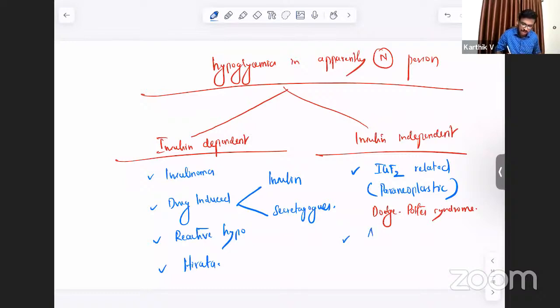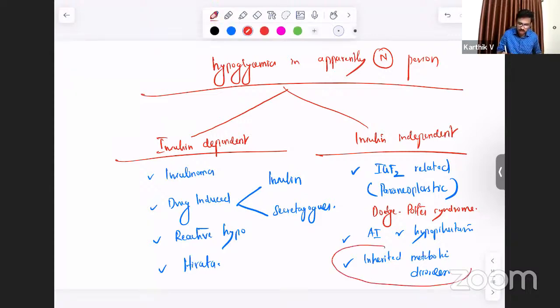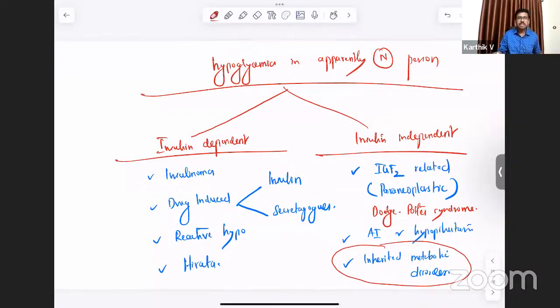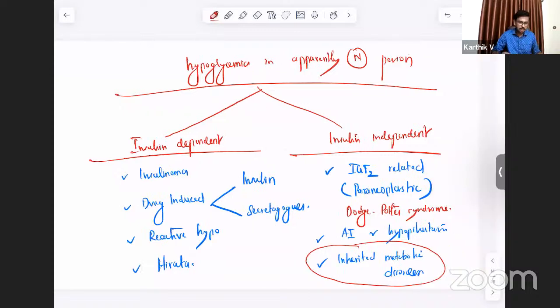like adrenal insufficiency, hypopituitarism, then the inherited metabolic disorders, like the fatty acid oxidation defects, the disorders of gluconeogenesis, disorders of glycogenolysis. So everything can result in insulin independent causes, but these are of interest mainly in the pediatric population, and these things hardly present to a physician for evaluation. Okay. So this is in broad regarding the causes of hypoglycemia. We have divided it into insulin dependent and insulin independent.